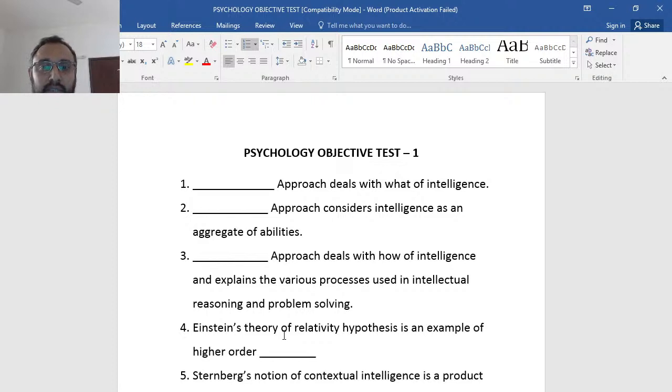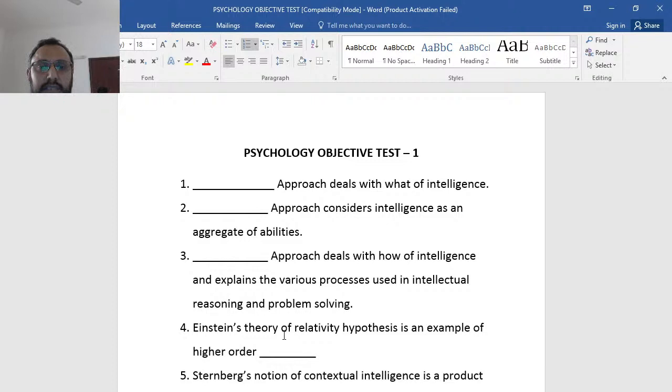Dash approach deals with what of intelligence? It is the psychometric approach. We know that there are two approaches in intelligence. One is the psychometric approach. The second one is the information processing approach. Psychometric approach deals with what of intelligence.